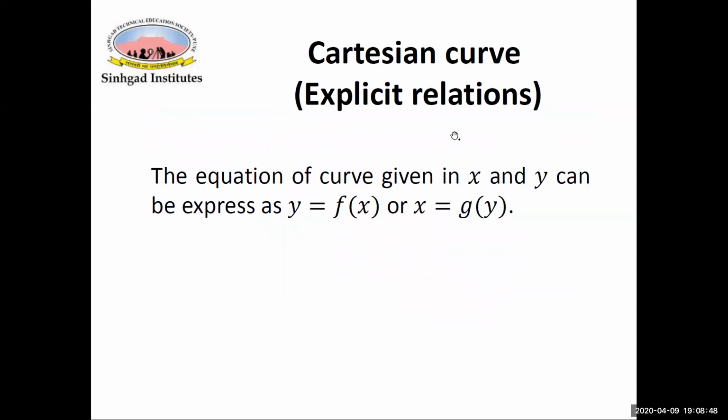Now, after studying the concepts of node and cusp, we'll move to the first type of curves, that is Cartesian curves. Cartesian curves are again divided into 2 types. The first one is explicit relation and the second is implicit relation. In explicit, y can be directly expressed in terms of x and x can be expressed in terms of y. So we'll now see the rules for tracing explicit curves.